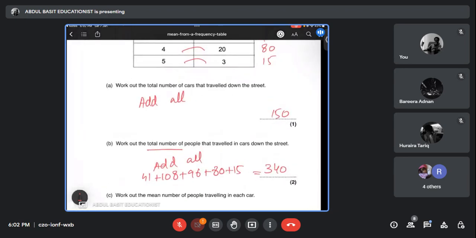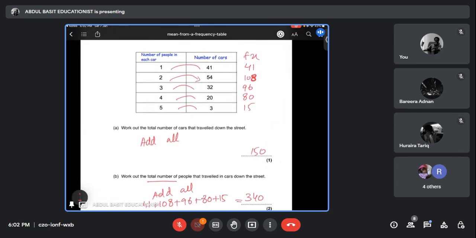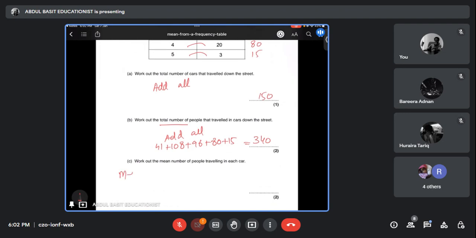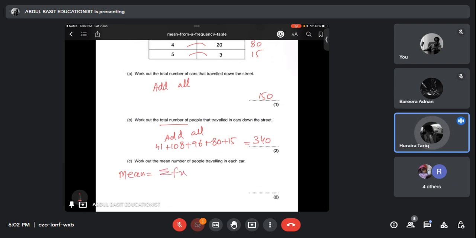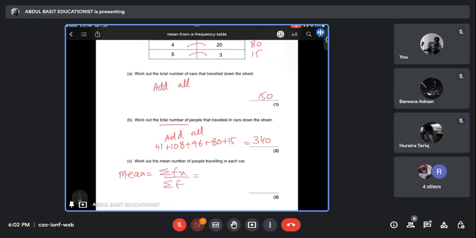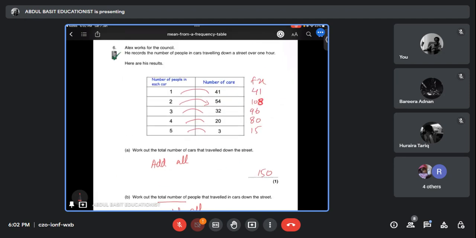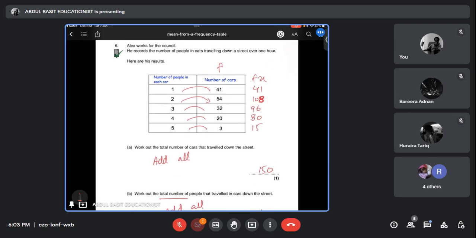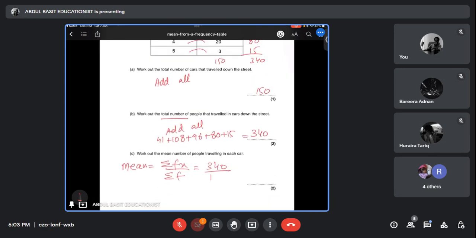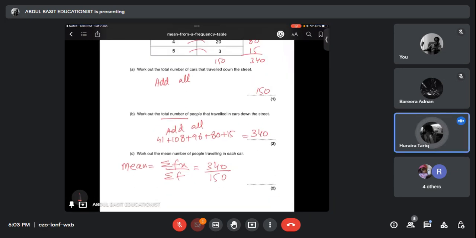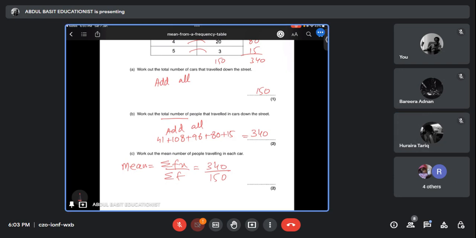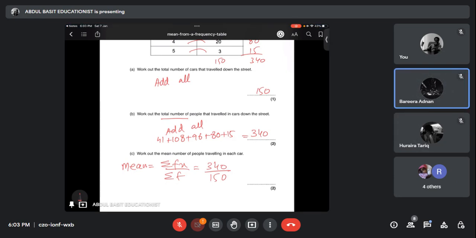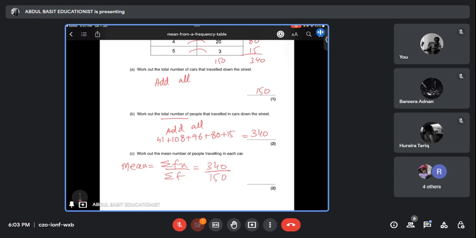Okay. Work out the number of people traveling in each car. Now we have the fx. We need, Hurera, what was the formula for mean? Sir, it was summation fx divided by summation f. Okay, now we know that summation fx is 340. Agree or not? We just did it. And summation f is the number of cars, which is 150. Yes or no? Yes, sir. So 340 divided by 150 is what? 2.26.